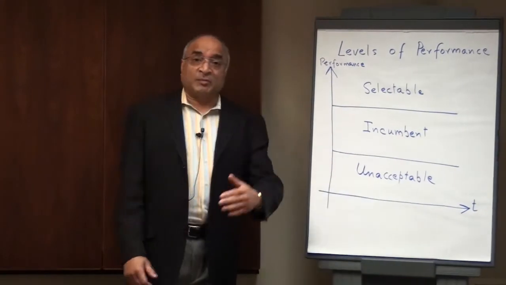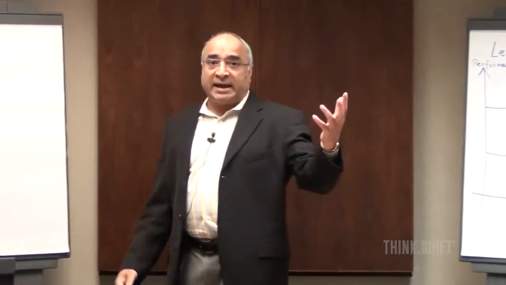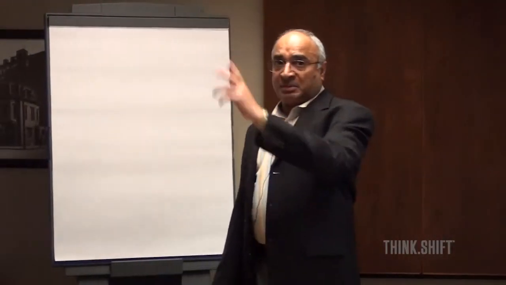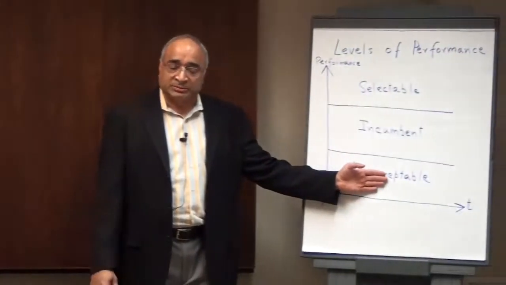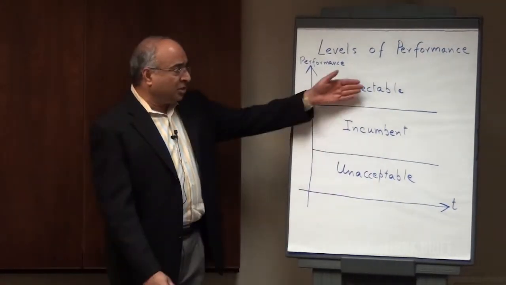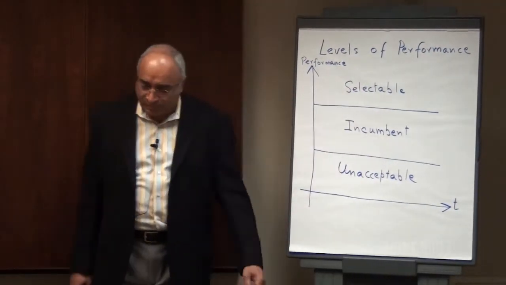An unacceptable level of performance is one where they're doing so badly that you're going to incur the cost to get rid of that person, the cost of hiring somebody else, the cost of training that person, and you're pretty sure you're going to come out ahead. You go ahead and accept the cost. That's an unacceptable level of performance. These are three levels of performance. You can take your employees and bucket them into these three groups.